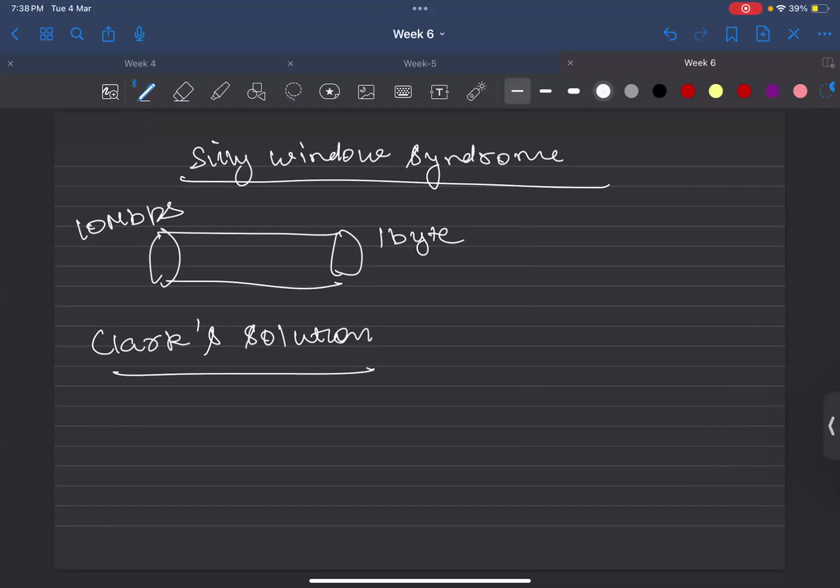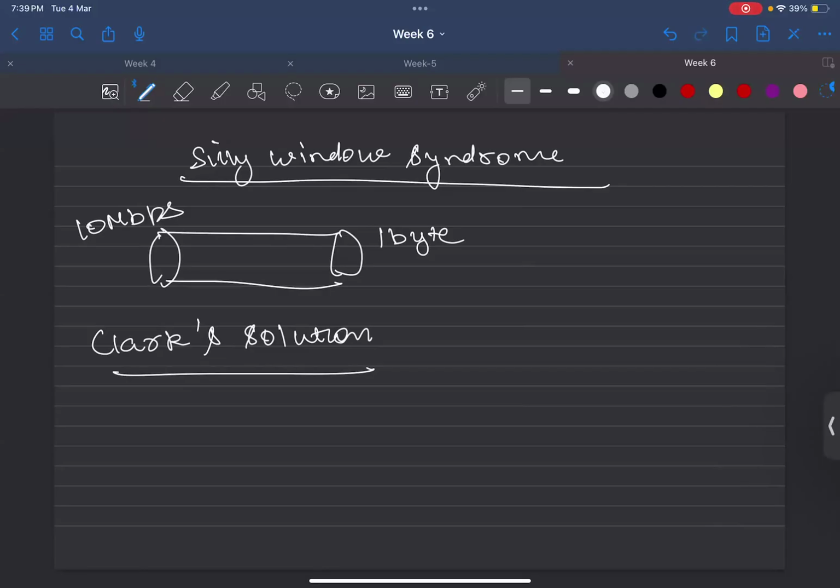I think the idea is that the sender waits for the receiver to tell that it has a big buffer, big window size. So the sender is waiting till the receiver advertises that it has got sufficient space, so the sender can send some big data packet. Yes. So basically, the sender is waiting until sufficient space is available at the receiver. In simple words, whenever the receiver has enough buffer space, only then will the sender send it. So that is basically Clark's solution.